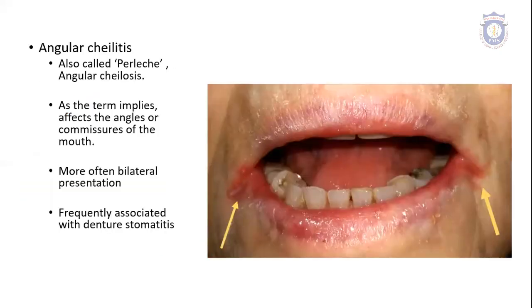The next form, chronic form of candidiasis is angular cheilitis. Angular cheilitis is also called perleche or angular cheilosis. So as the term implies, it affects the angles or commissures of the mouth. In the picture, you can see bilateral presentation, which is most common, but unilateral presentation is also seen. So this condition is frequently associated with denture stomatitis.